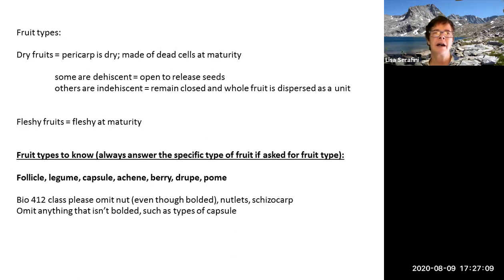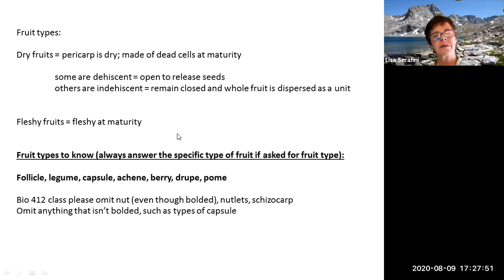Now we're going to look at dry fruits as well as fleshy fruits. So dry fruits, at maturity, the ovary wall will be dry, and so it's made of dead cells. You wouldn't want to eat it at maturity. Some of the dry fruits will open up and release the seeds, and the seeds will be dispersed individually. That is called dehiscent. Others will not open up, and the whole fruit will be dispersed as a unit, and that's indehiscent. Not indecent, but indehiscent. All right. So we'll talk about dry fruits, dehiscent, indehiscent.